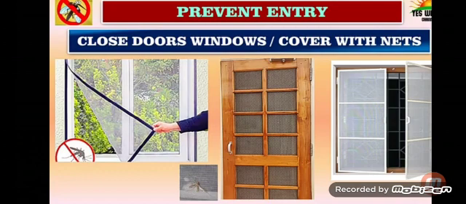Next step is to prevent entry of mosquitoes. Mosquitoes can enter your house through windows and doors, and the only way to prevent their entry is to cover your windows and doors with nets, that is mosquito netting.